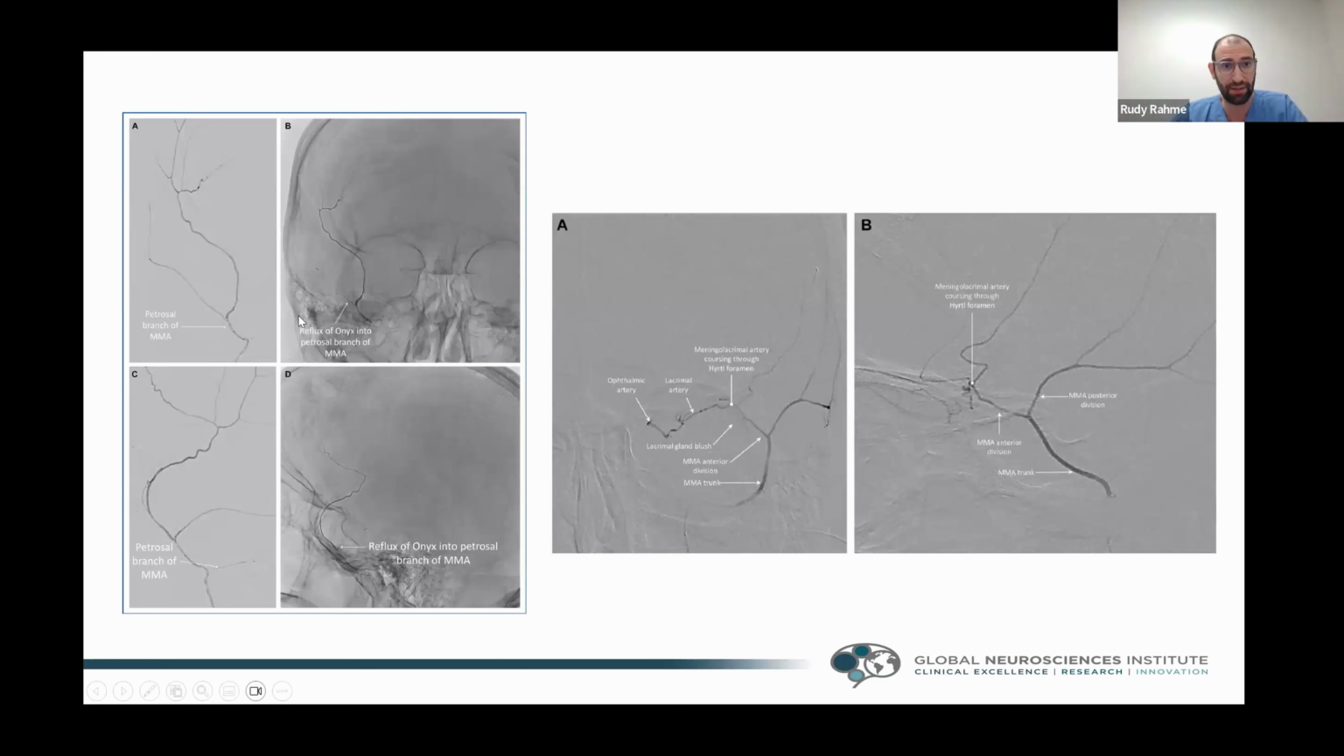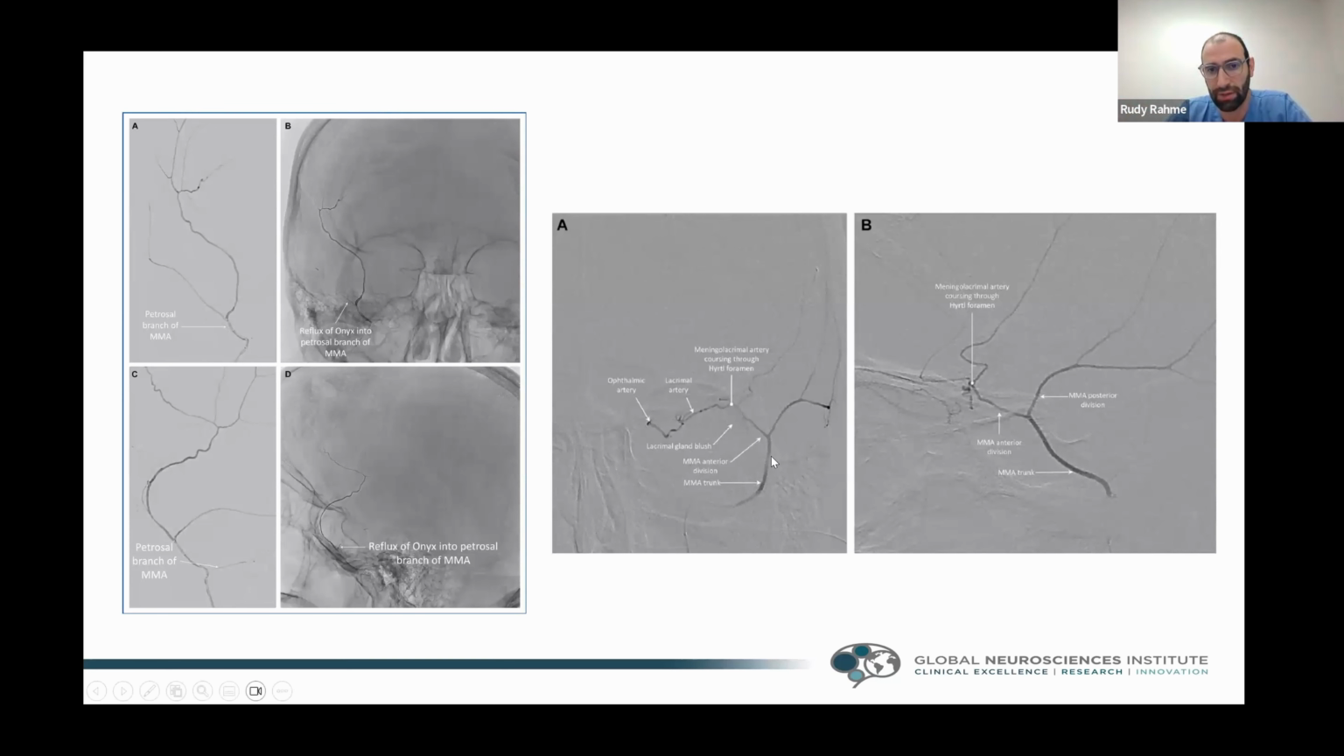This is actually a case which was treated with Onyx, and the Onyx cast did go into the squamosal branch here, the petrosquamosal branch. The patient woke up with a facial nerve palsy, but it was temporary, and then she regained function.